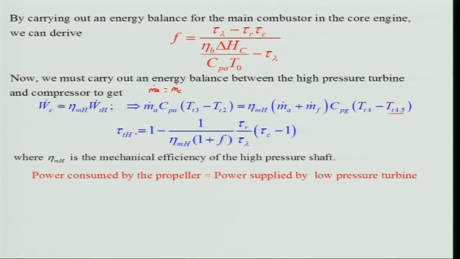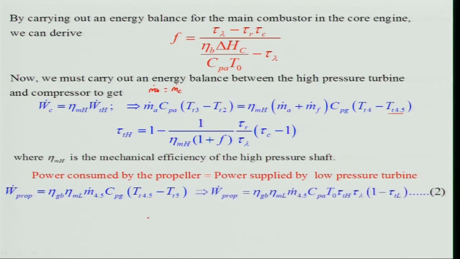And we know that the power consumed by the propeller is equal to the power supplied by the low pressure turbine. With this, we can write that the power consumed by the propeller is equal to eta gb, the gearbox efficiency, times eta ml, the mechanical efficiency of the low pressure turbine shaft, times m dot 4.5, cpg, tt 4.5 minus tt 4. When you do a little manipulation, you get this expression: I can divide by tt 4.5, and this is tt 4.5, and that is 1.